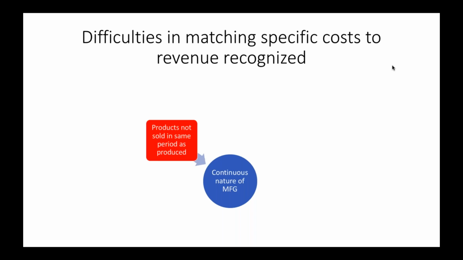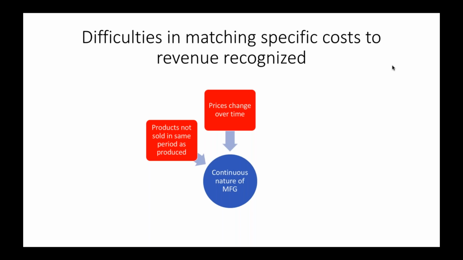So what are the difficulties? One difficulty is that products that are sold are not produced in the same period. So we might have products that are being produced today on January 30 and may not be sold till maybe February 10. Sometimes this time frame is even greater than a few days. It could be weeks, could be months.